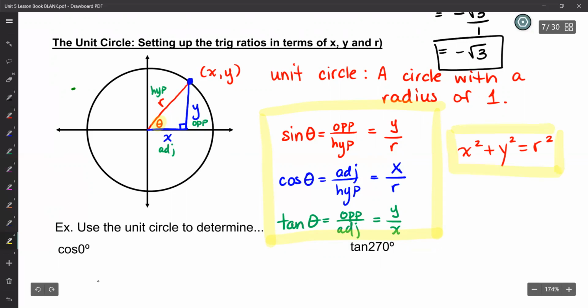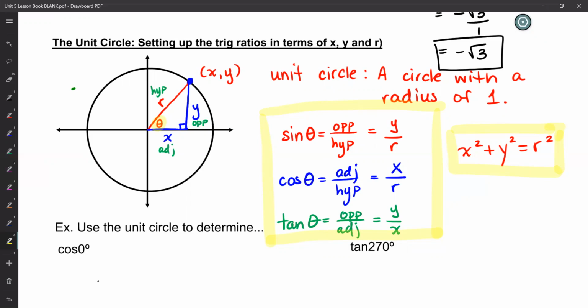This is also the equation of a circle. If you remember back from grade 10, we talked about equations of circles and you would plug in radius squared. That's why this is true, right? Partially because of the Pythagorean theorem and also because of the radius of the circle being the hypotenuse of the triangle that we can create inside there.